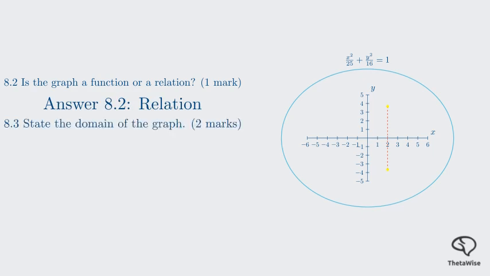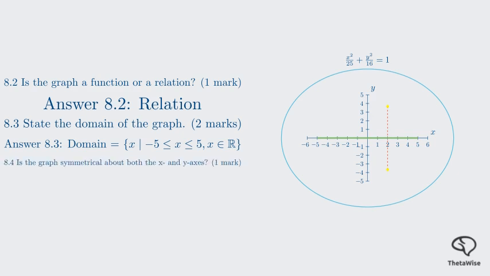Part 8.3 asks for the domain of the graph. As we established earlier, the domain is the set of all x values in the graph. The ellipse stretches from x equals -5 to x equals 5. It takes on every x value in this interval. Therefore, the domain is the set of all real numbers x such that -5 is less than or equal to x, which is less than or equal to 5. In interval notation, this is [-5, 5].